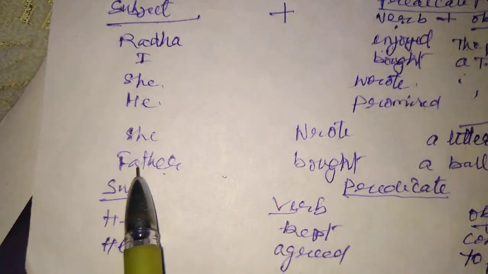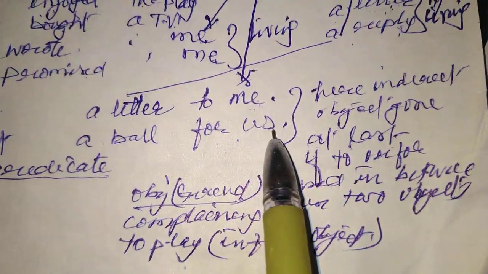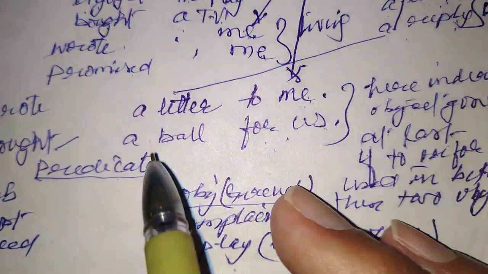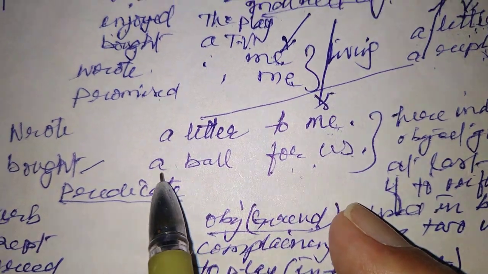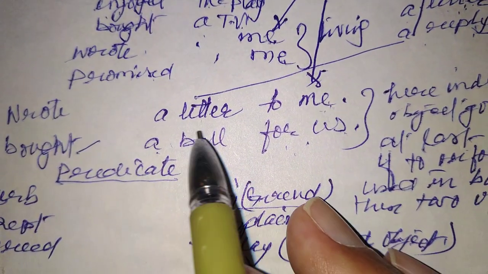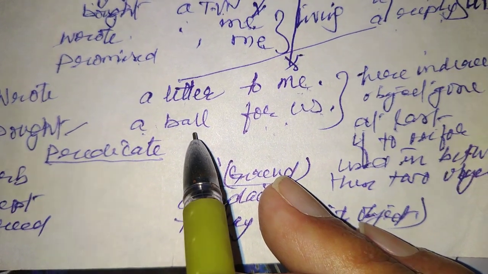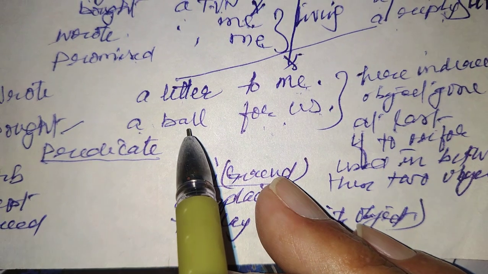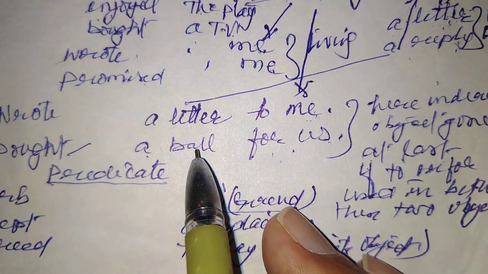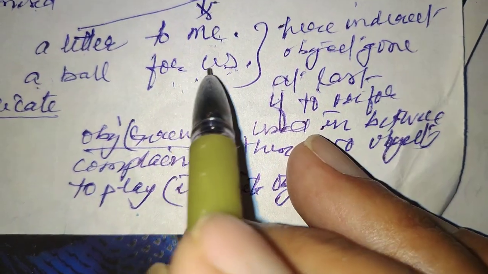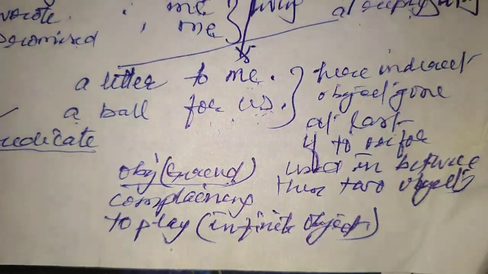Next. Father bought a ball for us. Subject, verb, a ball for us. A ball is a non-living thing, so this is the direct object, and the indirect object is a living thing, for us. So this has gone at last.